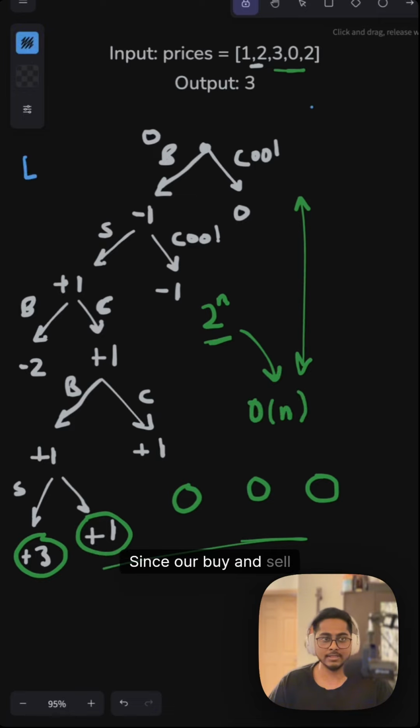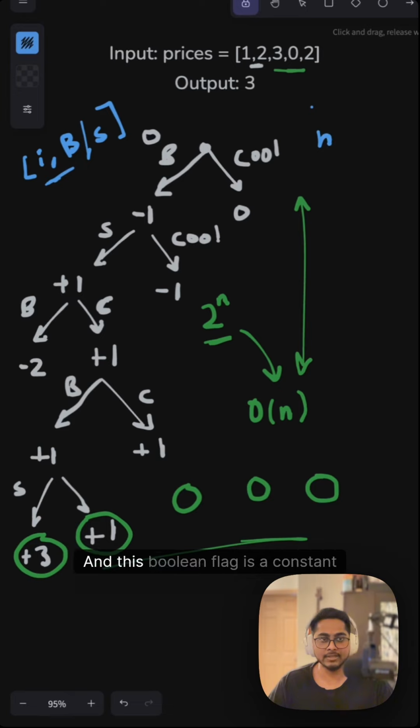Since our buy and sell is a boolean flag, we can cache our i and this buy or sell flag, and this i can go up until n, and this boolean flag is a constant. N times a constant will be n, so the final time complexity will be big O of n. Now let me show you how we can solve this.